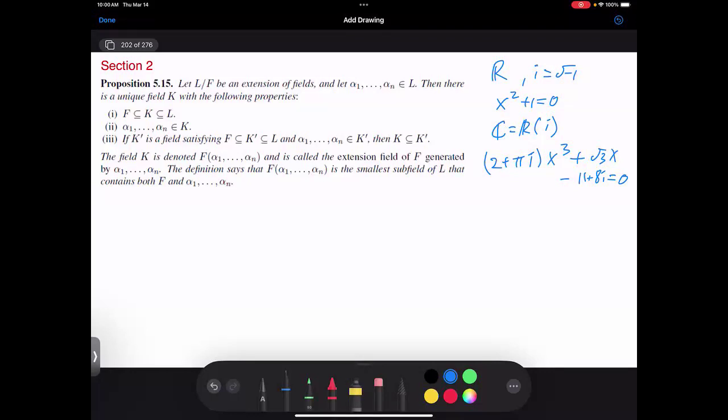They denote the field as F parentheses alpha 1 through alpha n. This is called the extension field. It's the smallest subfield that contains both F and all the alphas.